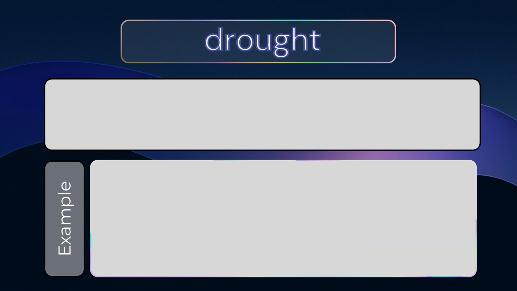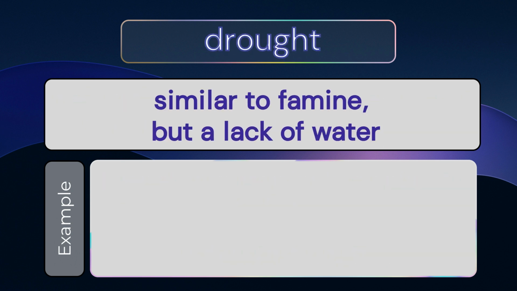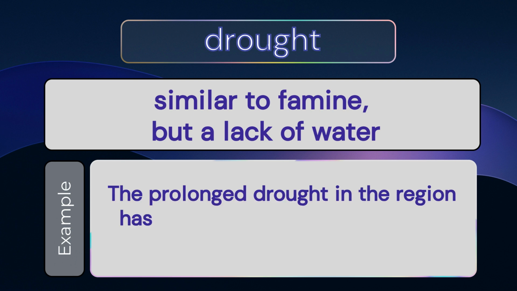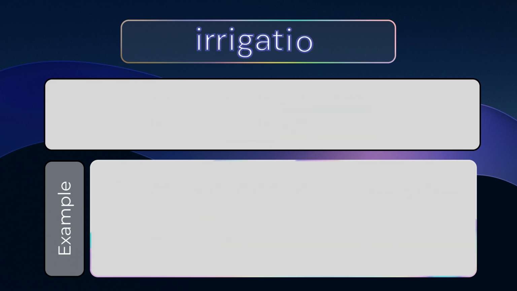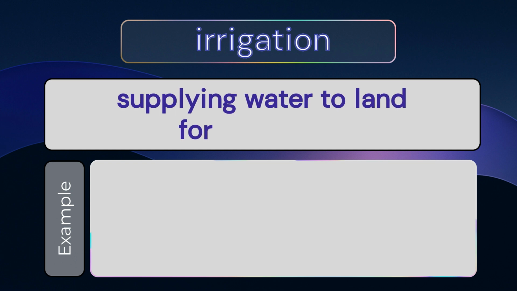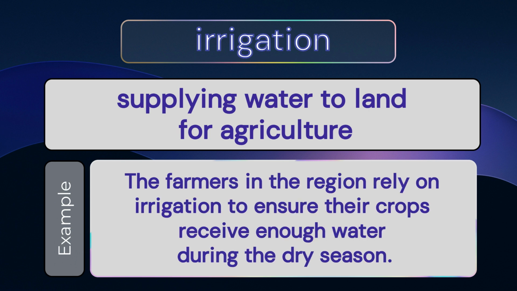Drought. Similar to famine, but a lack of water. Example: the prolonged drought in the region has led to severe water shortages and has devastated local agriculture. Irrigation. Supplying water to land for agriculture. Example: the farmers in the region rely on irrigation to ensure their crops receive enough water during the dry season.